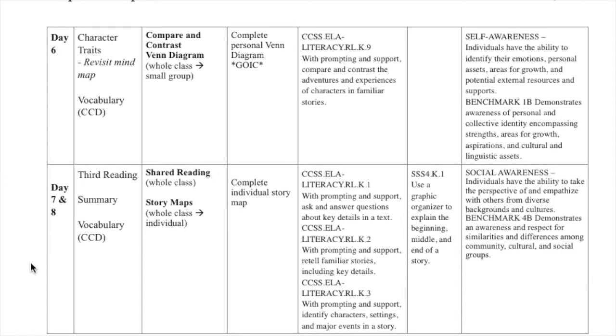Day 7 and 8, we have our third whole class reading, as well as beginning work on using summaries. Summarization at a kindergarten level is very important, but also can be very difficult. So once again, please go at your own pace and make sure that you are using what works best for your class.